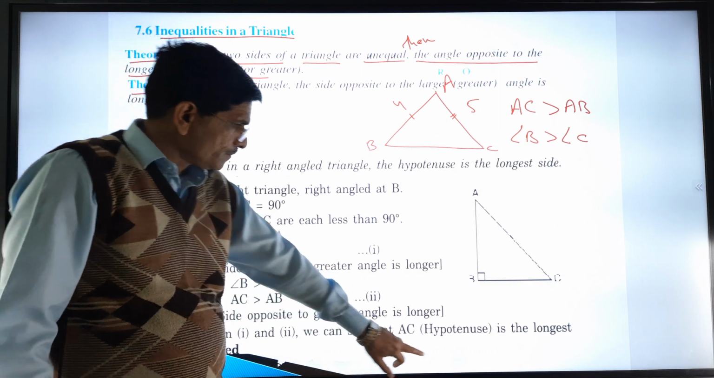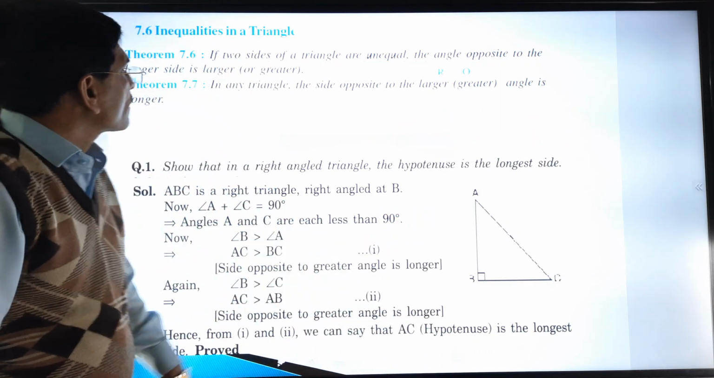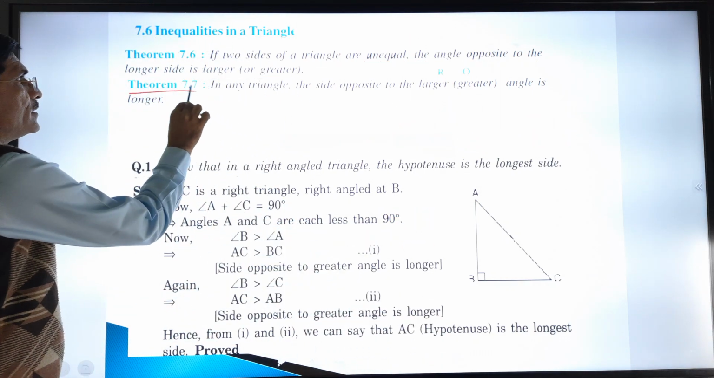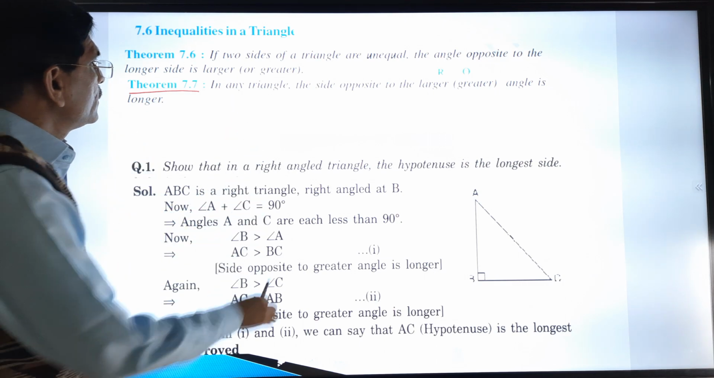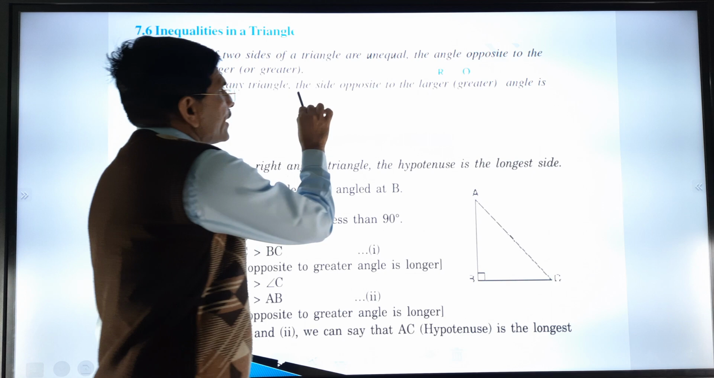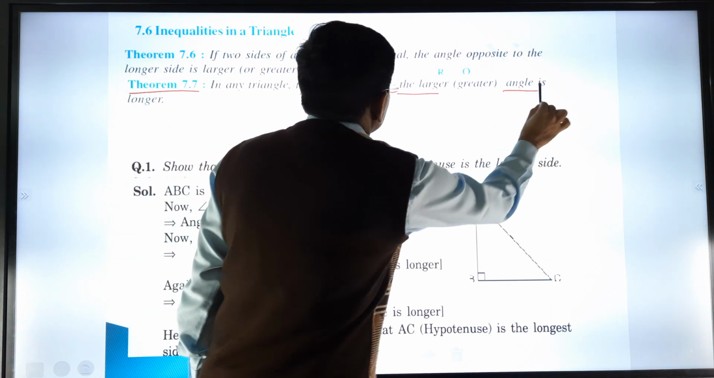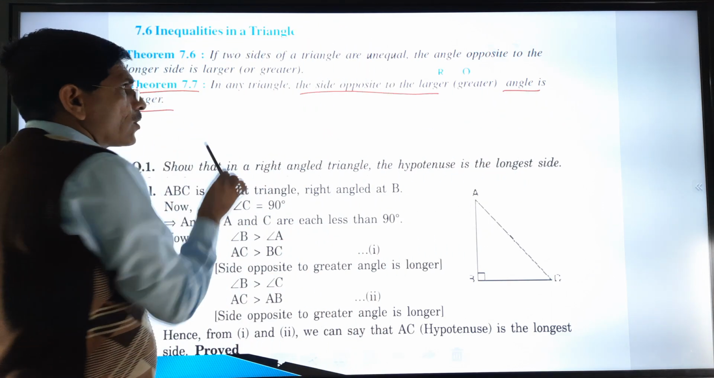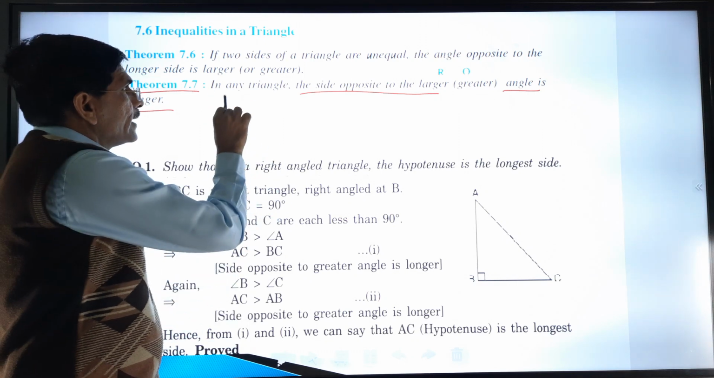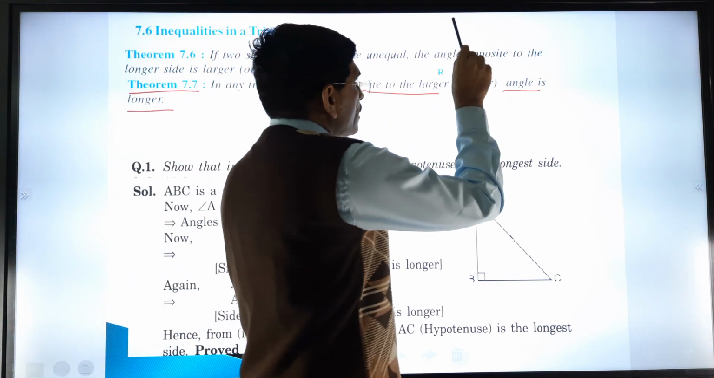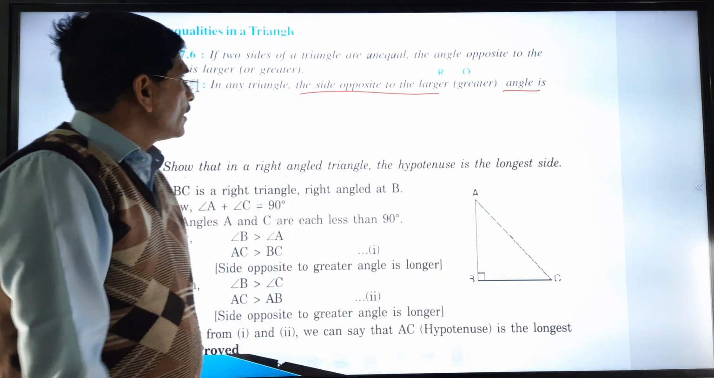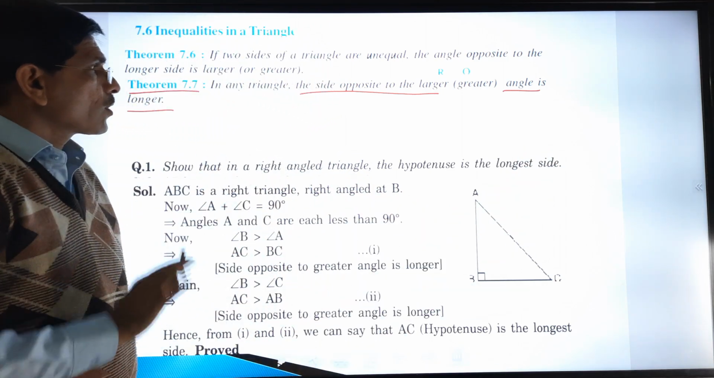Now the next theorem, theorem 7.7. In any triangle, the side opposite to the larger angle is longer. In any triangle, the side opposite to the larger angle is longer.